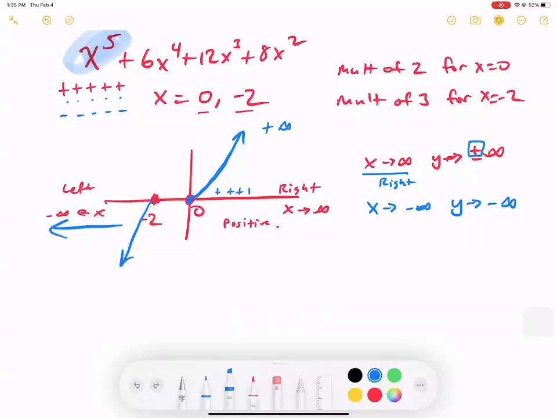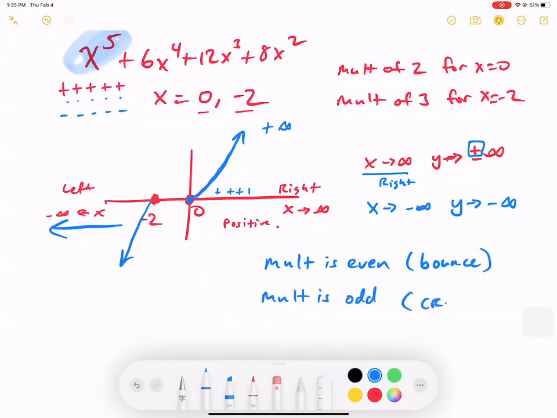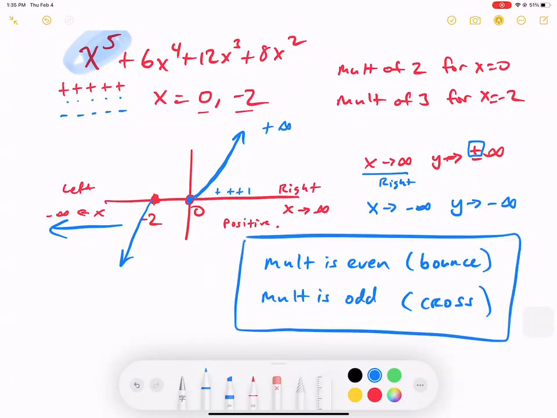So here's the rule. If the multiplicity is even, you bounce off the root. If the multiplicity is odd, you cross the root. Okay? If the multiplicity is even, we bounce. If the multiplicity is odd, we cross. What do I mean by bouncing? What do I mean by crossing?